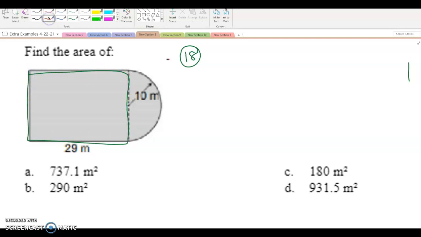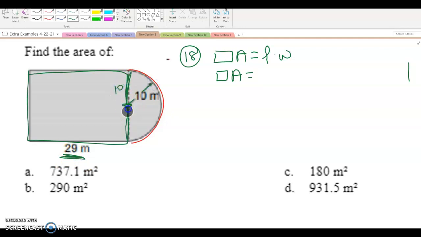So it's the same formulas we used before. So our area for our rectangle we'll do first. So length times width. And now it's set up the same way the last one was. We know the length is going to be 29. But from here to here is 10, which means from here to here is going to be 10. So what's the whole width of the rectangle? 20. You got it. So now we're going to do 29 times 20, and what does that give us? 580. So the area of our rectangle is 580.